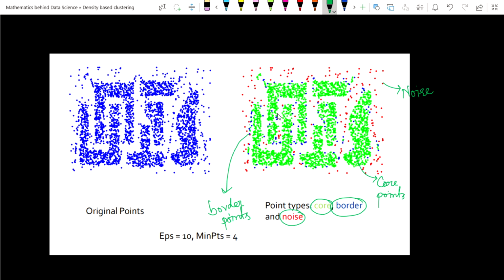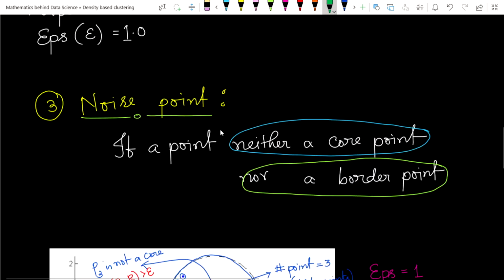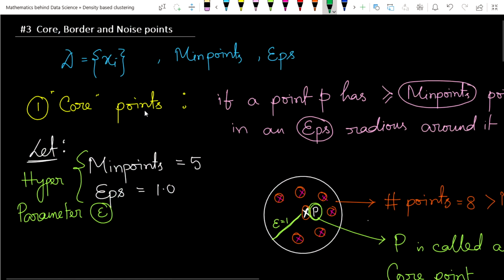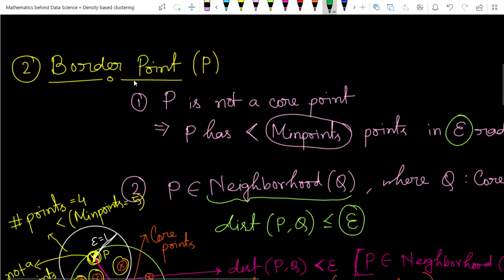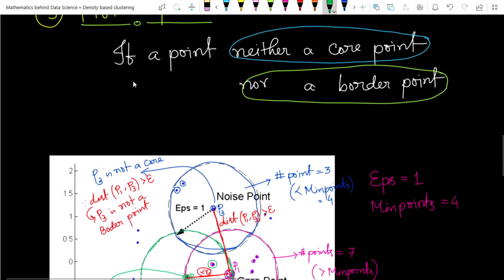I think from this lecture it is clear what the concept of a core point is, what a border point is, what a noise point is, and how we apply these 3 concepts on real data. I think you got the idea.